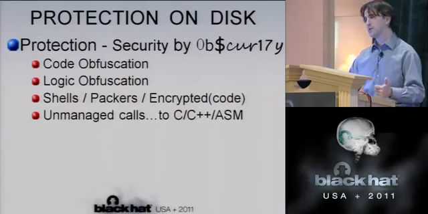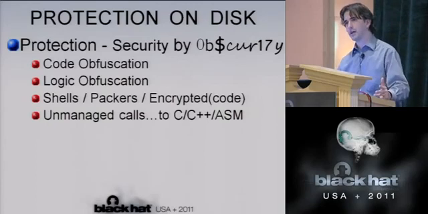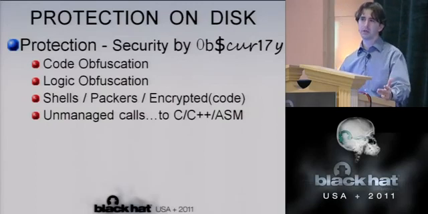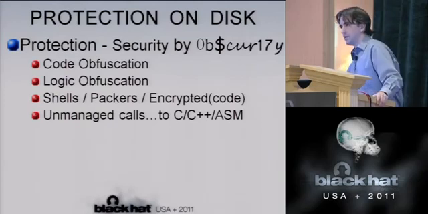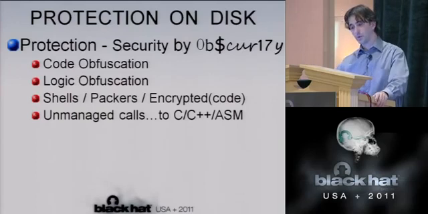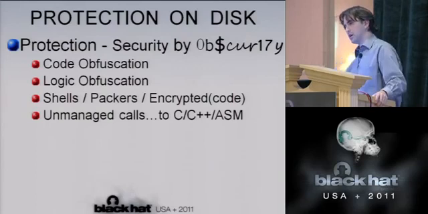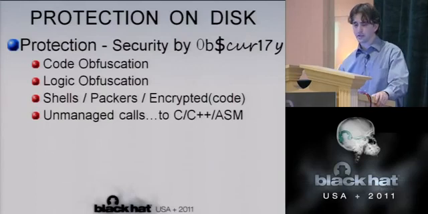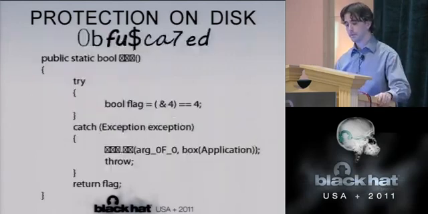Obfuscation. You have code obfuscation, logic obfuscation, shells and packers. This basically takes your executable, puts it behind a C++ decryptor that decrypts it when your application runs, and that will shut down a lot of the app decompilers, Grey Wolf included. And unmanaged calls into C++. You can write a Python shim that does your key validation. And this is all built to shut down decompiling and just what I showed you a minute ago.